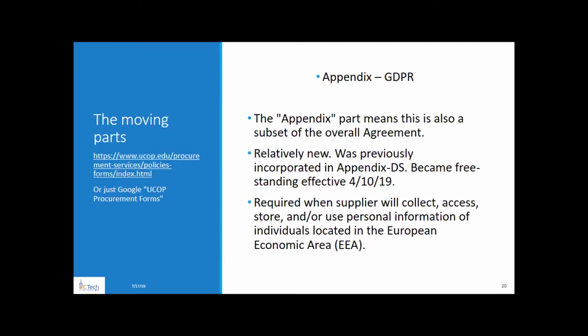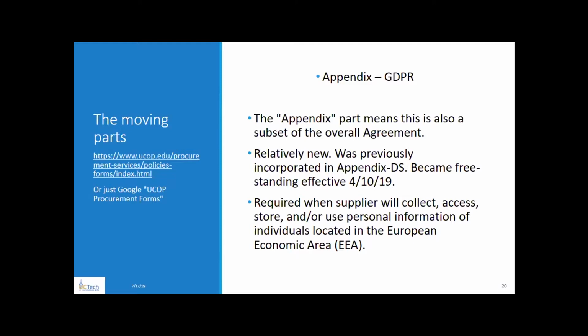So also an appendix, but just like where BAA comes into play if there's PHI involved, if we will be using that supplier to store, process, transmit, or use. So in fact, this is collect, access, store, use, but it's kind of the same concepts. Data related to an EU citizen, someone who's located in the EU, or an EU citizen when they're not in the EU, right? So this is a newer construct. This rule went into effect about a year ago.